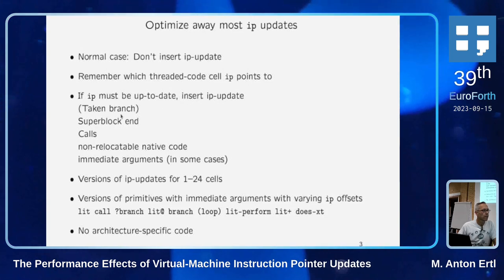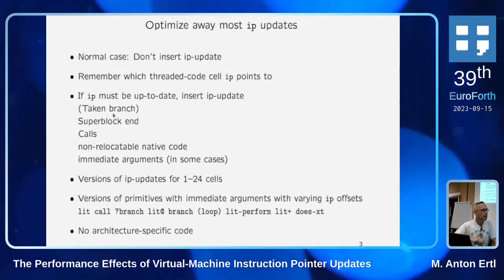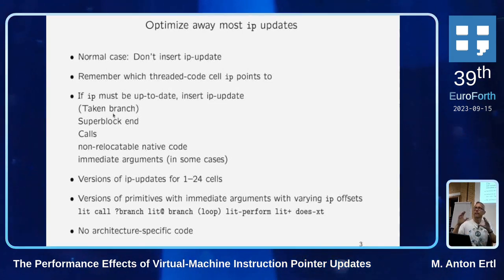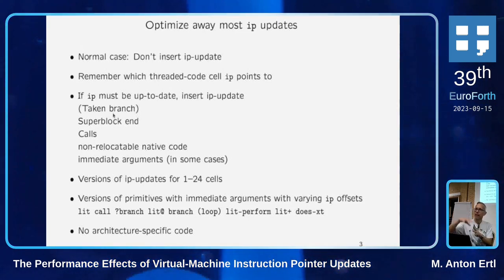And one thing is, in a taken branch, and this is parenthesized because this taken branch stuff is actually inside the primitives, and our optimization doesn't need to care about it. So it doesn't know anything about it and doesn't care. So our optimization only deals with straight line code.